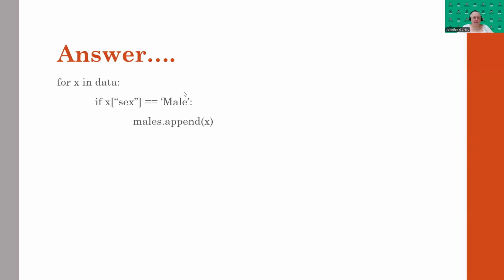Easy peasy lemon squeezy. We look at the row. If the row says it's a male, we're going to add it to the male list. Now, a lot of times in Python, though, this is too many lines.